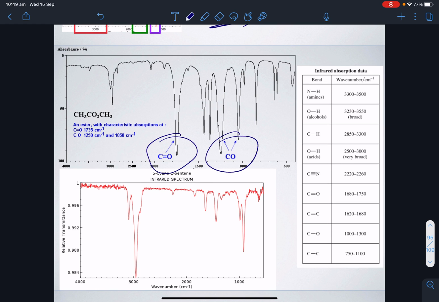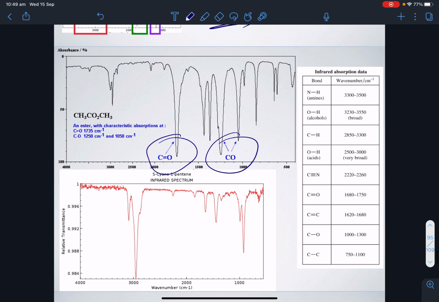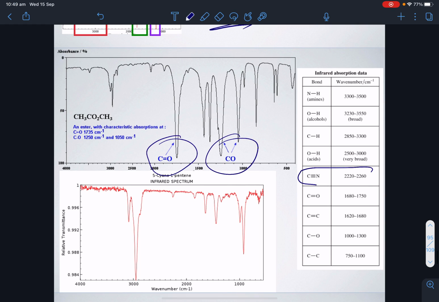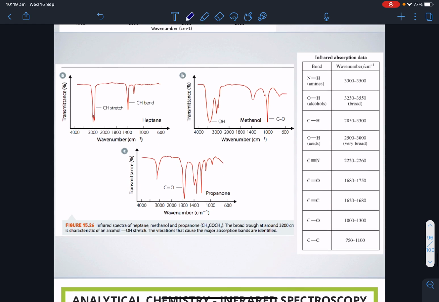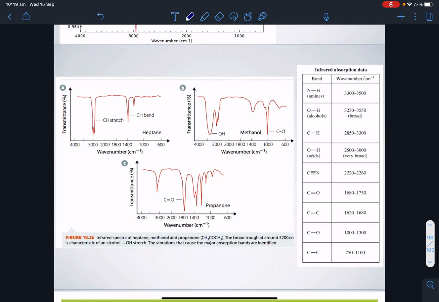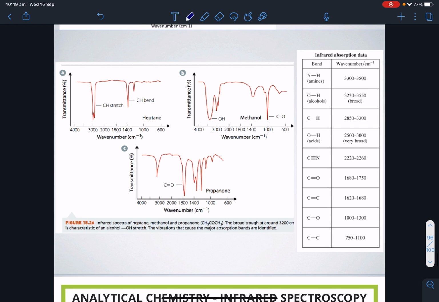Cyanopentene. Oh, you know what? I don't think they're going to do those. Here I'm just trying to show you an example. I don't think they're going to go for that one. Okay. What have I got? One from the textbook here.